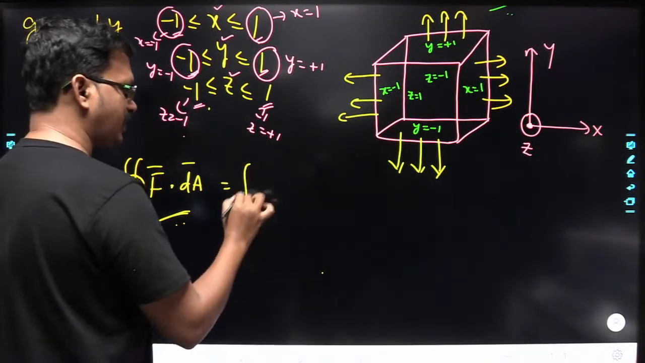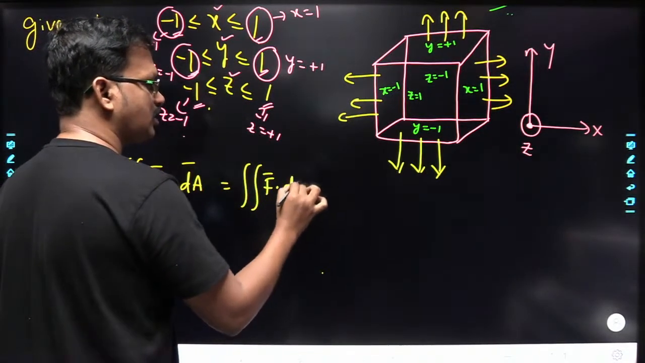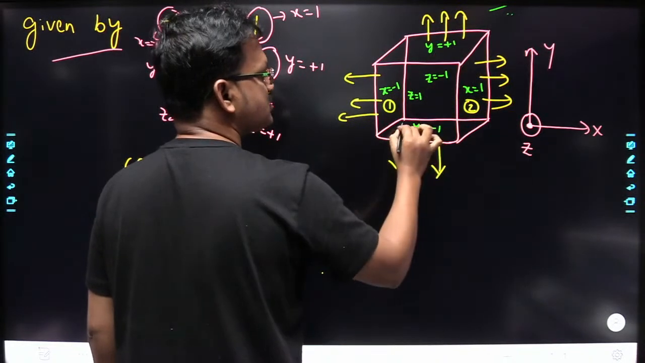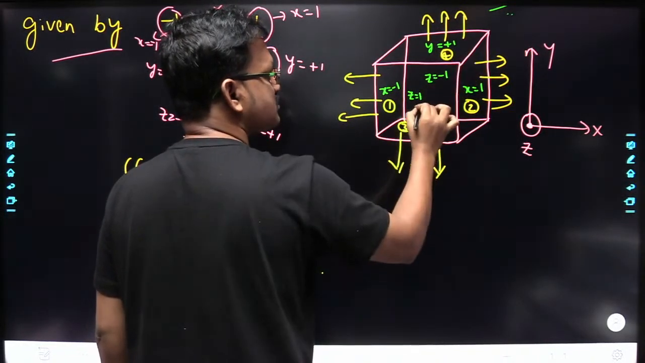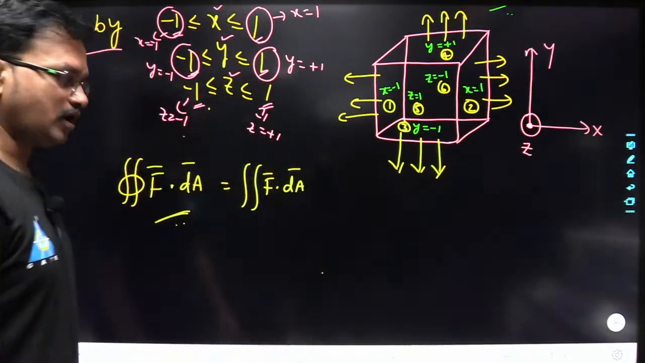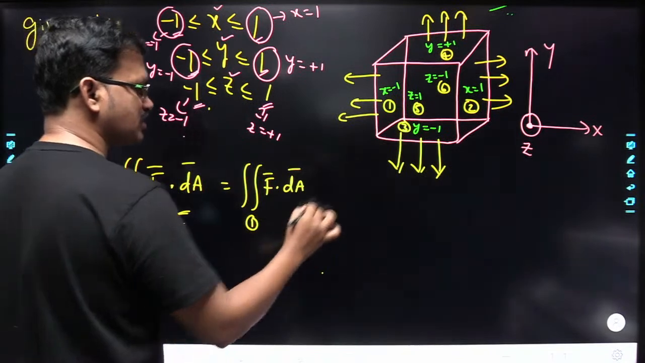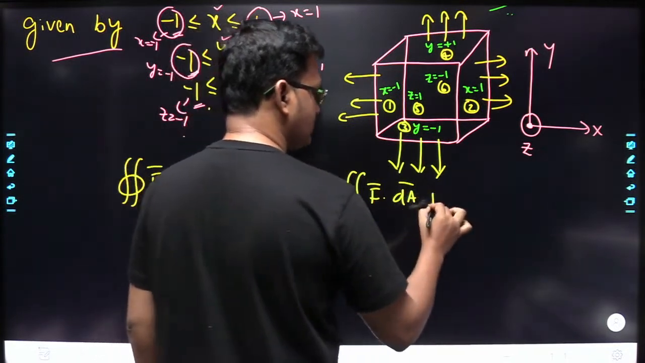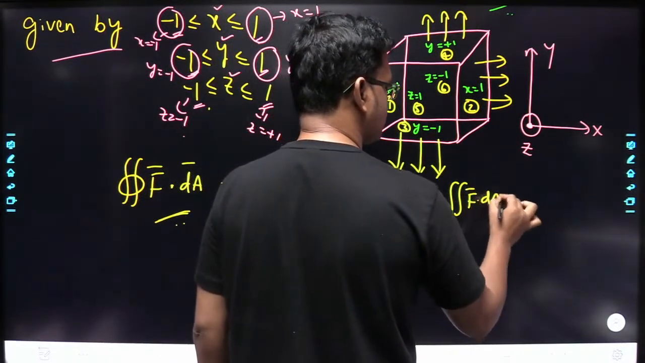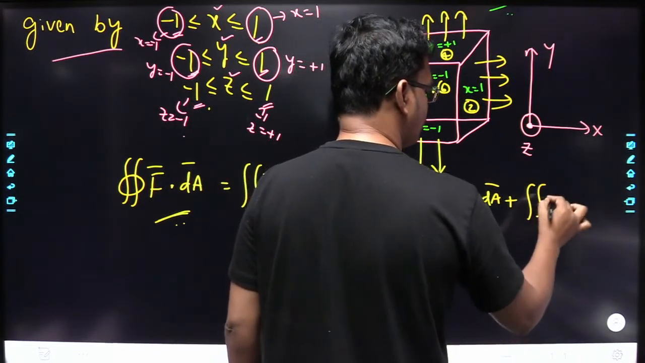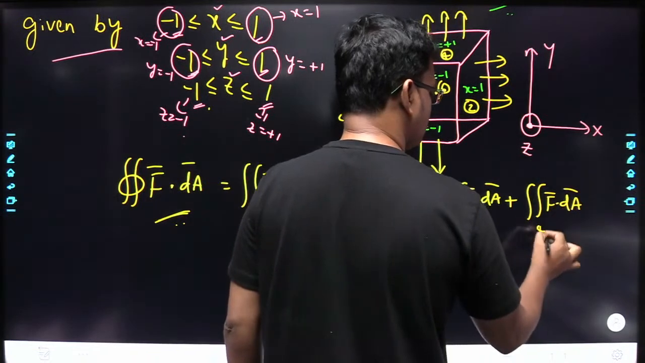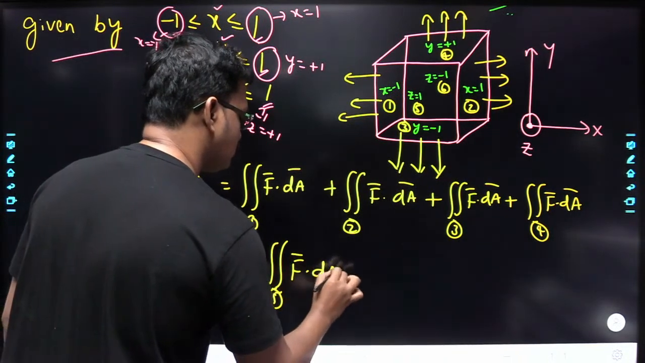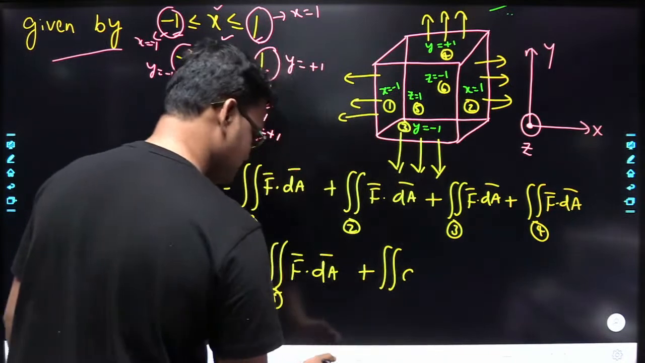So that means you have to determine the flux through the first surface. Let us say this is 1, this is 2, this is 3, and this is 4. Front surface is 5, back surface is 6. Let us assume. So you have to determine the flux through the first surface plus the flux through the second surface plus the flux through the third surface plus the flux through the fourth surface, plus the flux through the fifth surface plus the flux through the sixth surface.